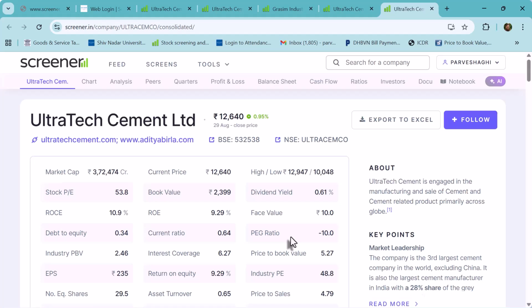So how do we calculate a PEG ratio? We take the PE ratio and divide by the future growth in earning per share. I'm just writing it here. The PEG ratio is the PE ratio itself divided by growth. Okay, growth here is growth in EPS.